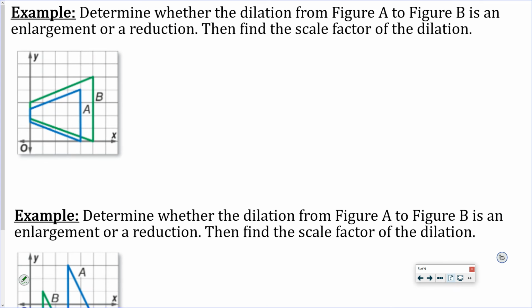Not bad. Alrighty. Determine whether the dilation from A to B, and I know, again, yours aren't color coordinated, but you can see which one's A and which one's B. So it's saying from figure A, meaning A is my original, A is the OG, to figure B is an enlargement or a reduction. All right, so if I'm starting with A, transforming to B, enlargement or reduction?